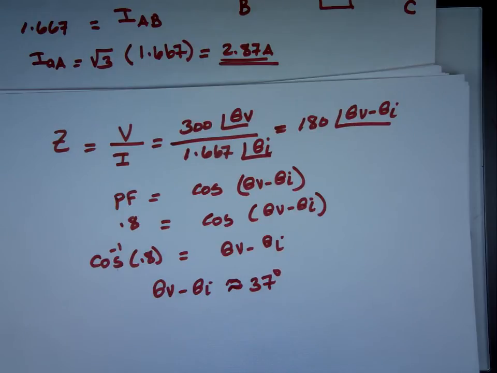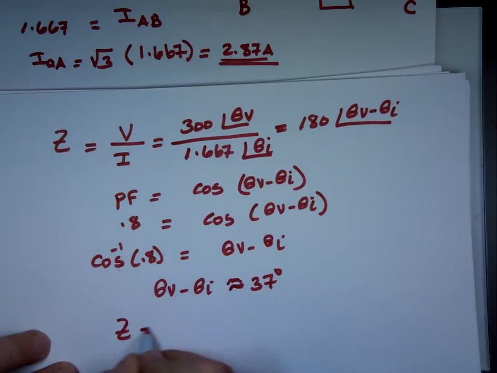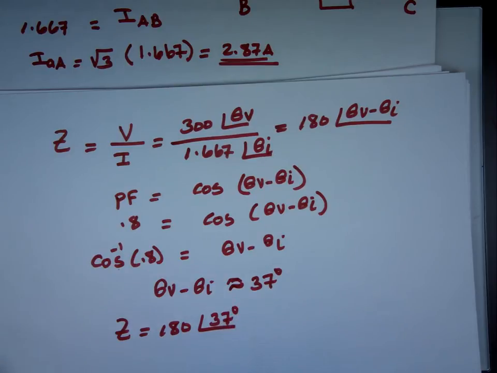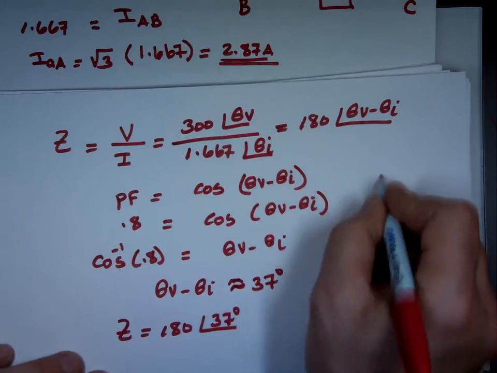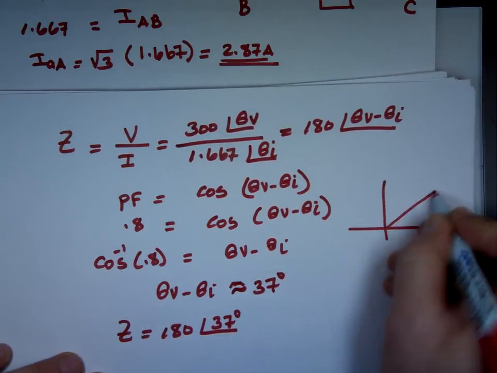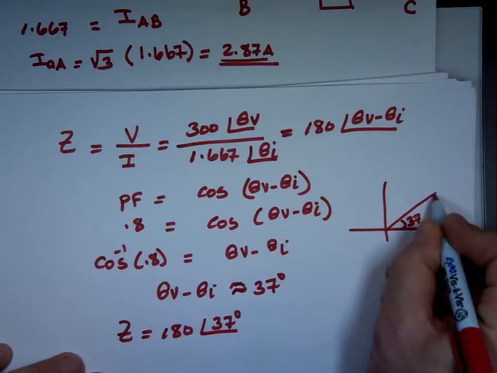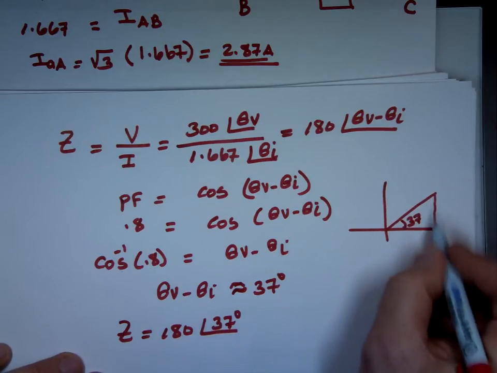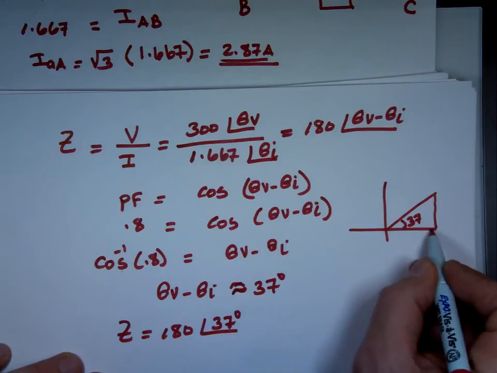So do we know what Z is equal to? Remember, it has to be a positive angle. 180, 37 degrees. We can break it down to real and imaginary and tell if you have a capacitor or inductor. The power factor is lagging, so that's an inductor. The j value will be positive. Why? Because of the angle you're in, 37 degrees. The imaginary value is positive, and that's the real portion. So it's going to be an inductor.